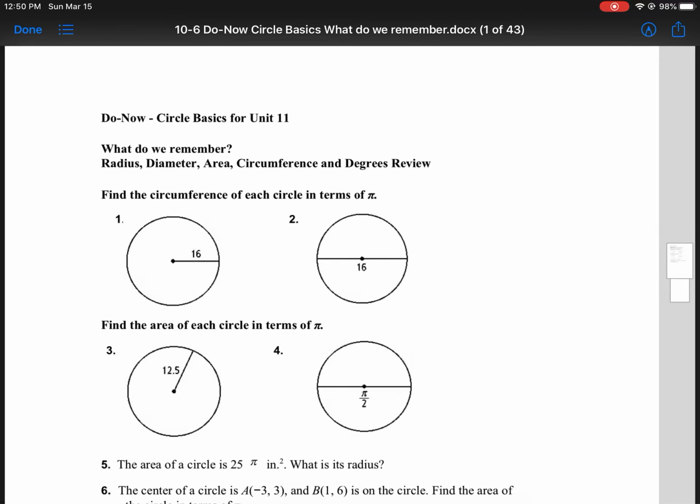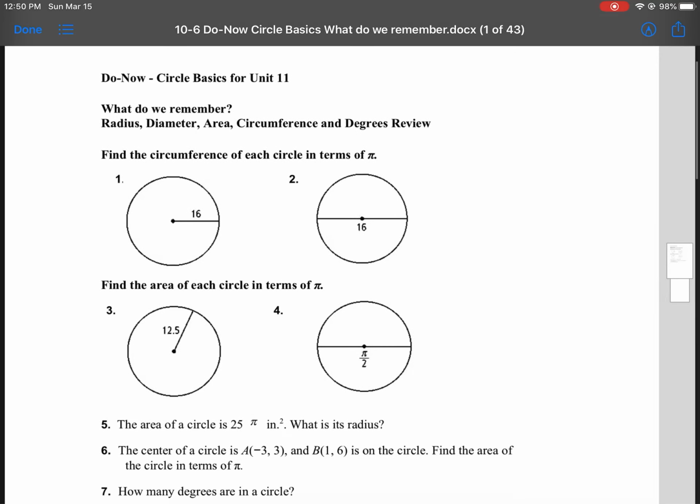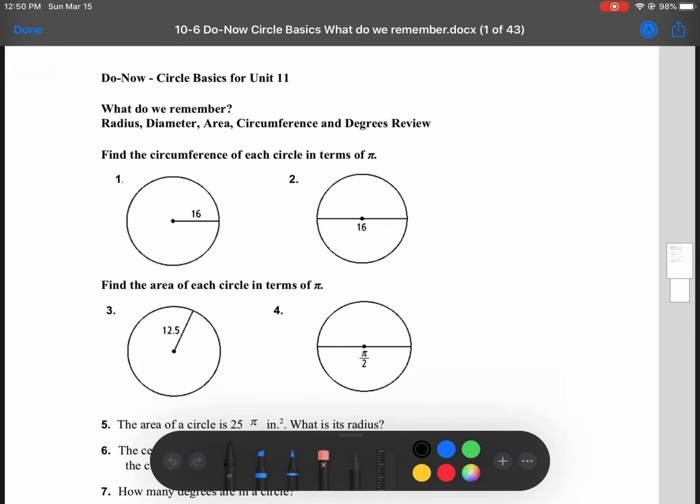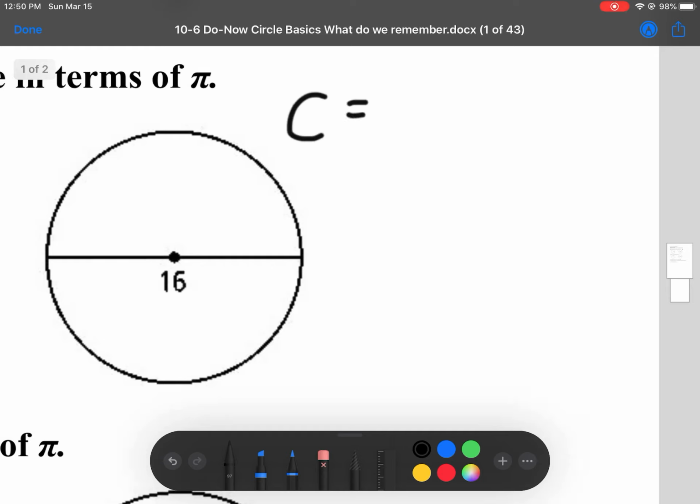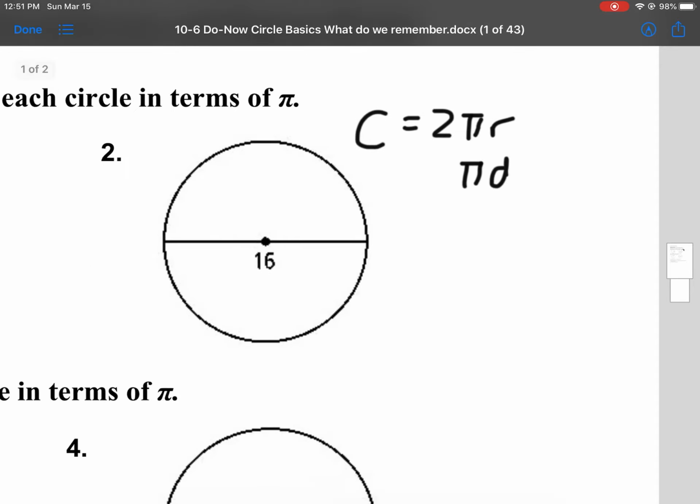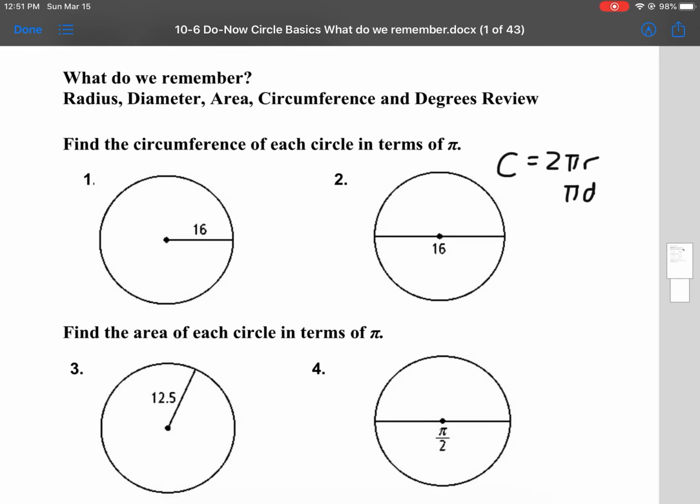Get into the notes. So find the circumference of each circle in terms of pi. So for circumference, the formula is equal to 2 pi times r, or you can write it as 2 pi times d, where d is the diameter and r is the radius. Keeping that in mind, we can solve for the first one.